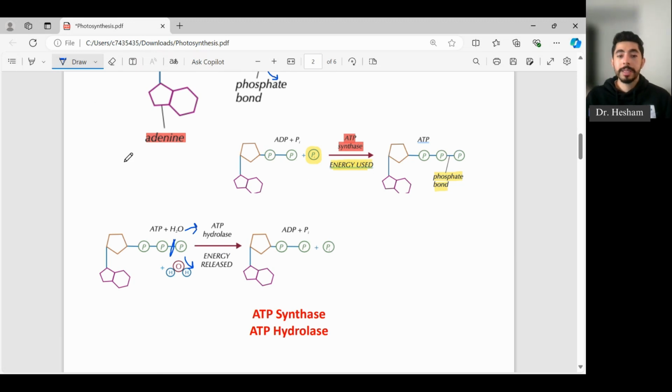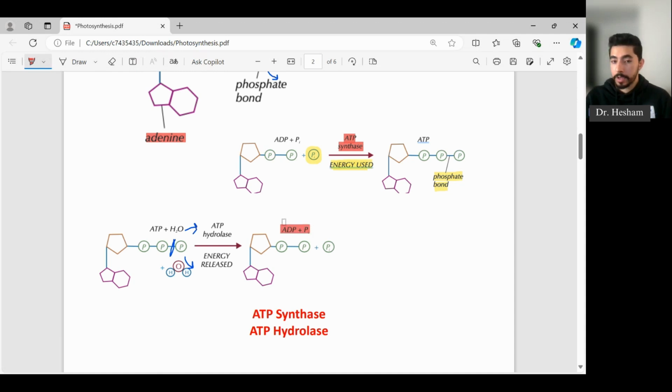So energy here is released, and another enzyme facilitates this process, the breakdown of ATP into ADP and phosphate, which is called ATP hydrolase. It facilitates the hydrolysis, addition of water, and breaking down the phosphate bond is called hydrolysis. So it facilitates the hydrolysis of ATP into ADP and a free phosphate group. So I came back to where I started, ADP and a phosphate group.